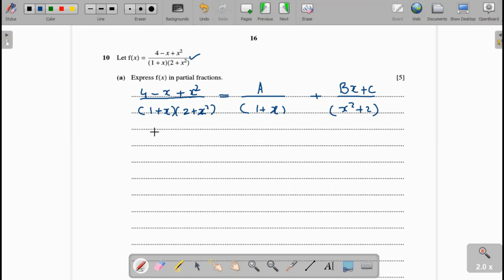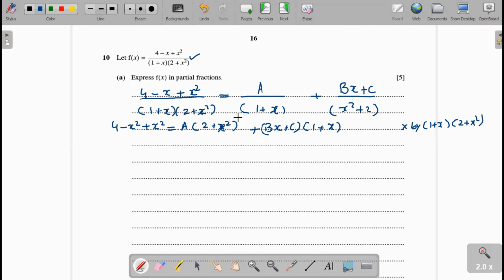Now we simplify it. We multiply this fraction by the denominator 1 plus x into 2 plus x square. Therefore, we get 4 minus x plus x square equal to a into, 1 plus x will be cancelled and 2 plus x whole square will remain, and next is bx plus c, written as it is, into x square plus 2; x square plus 2 will be cancelled, 1 plus x is written.